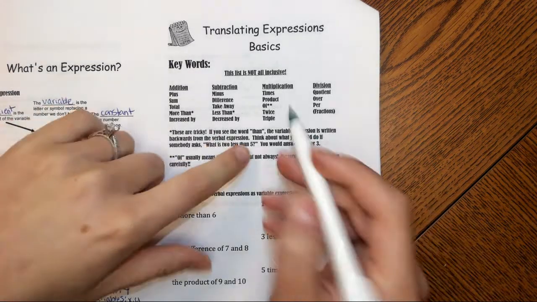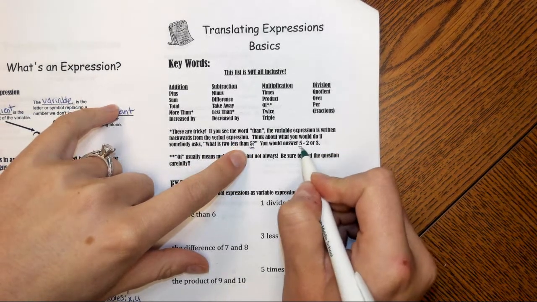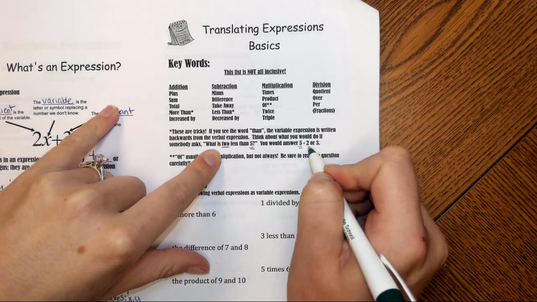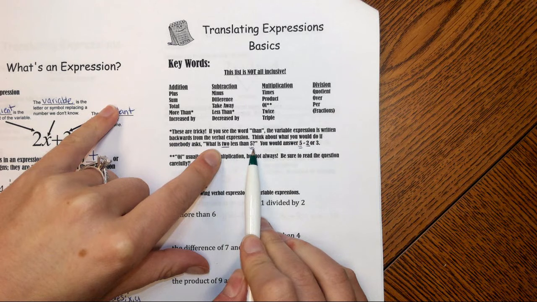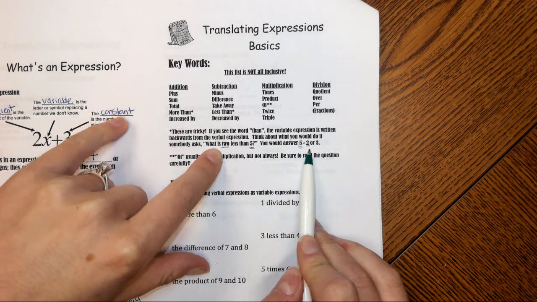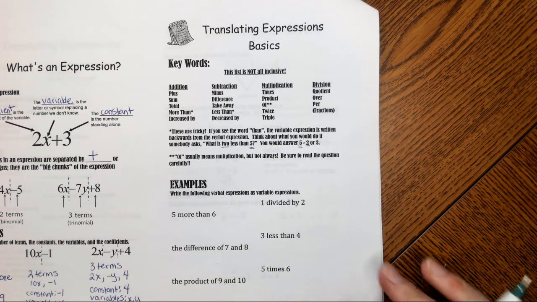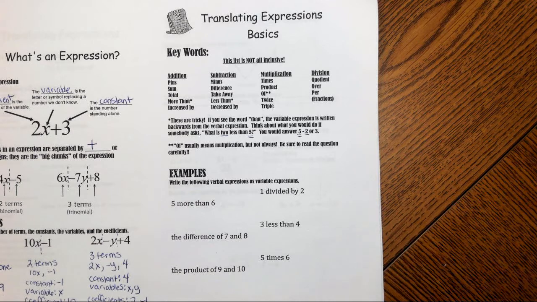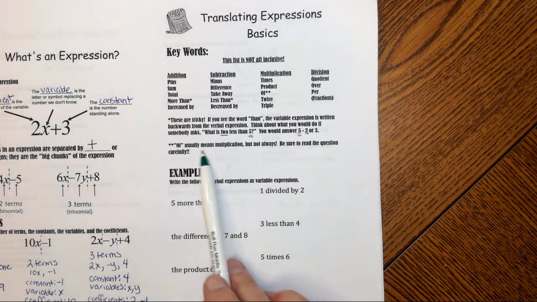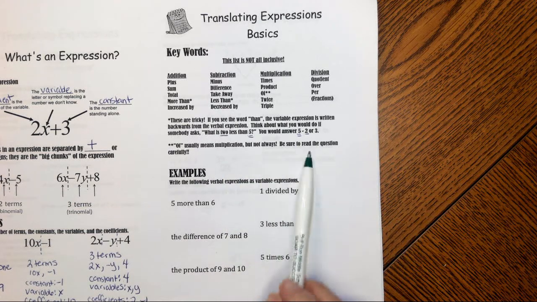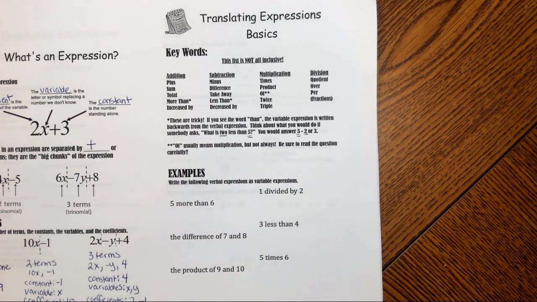Notice you put the 5 first, and then the 2 second. So really here it says 2 first and 5 second. Here you have 5 first and 2 second. So it's a little bit backwards. Those tend to trip up students. Okay, so just kind of be aware of that. Put that in your brain. And the word of, this usually means multiplication, but not always. Be sure to read the question carefully. And I am going to show you at least one example where of does not mean multiplication. So just kind of be aware of that word.